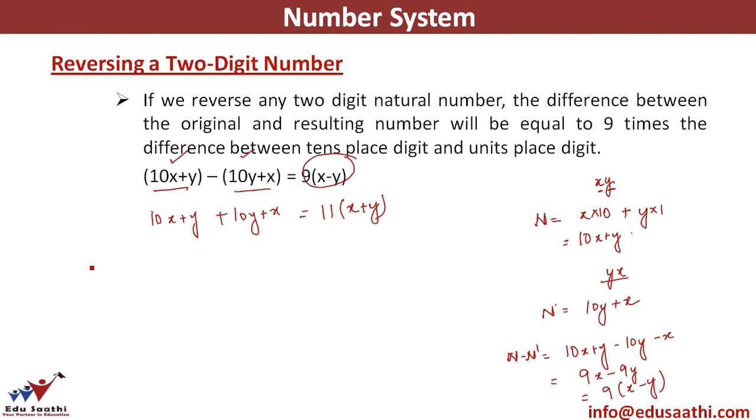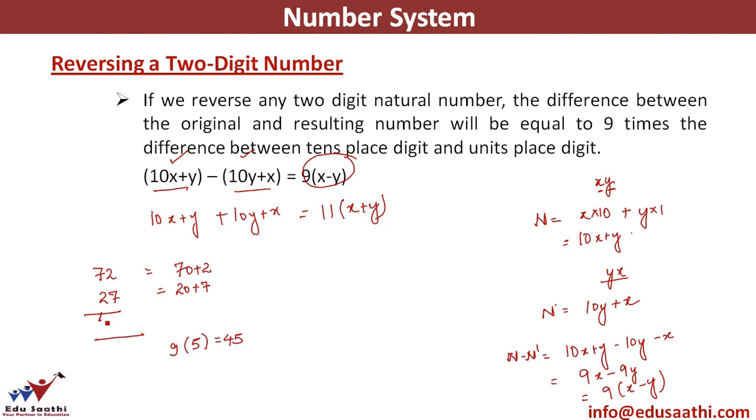So for example, take the number 72. The number would be written as 70 plus 2, and the number formed by reversing the digits is 27, which is written as 20 plus 7. If you look at the difference between them, it would be equal to 9 times the difference of the digits. The difference of the digits is 7 minus 2, which is 5. 5 into 9. So the difference that you get is coming out to be 45.